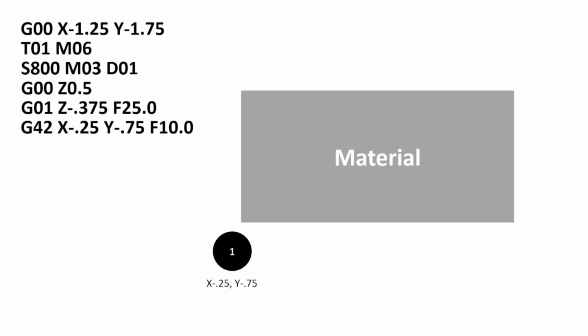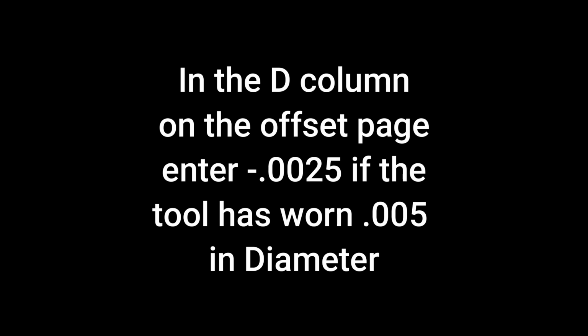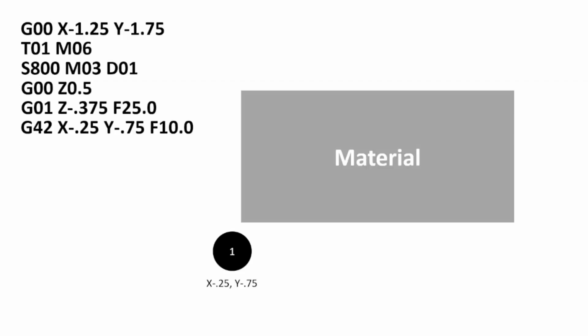G42 is now active, and any time that we need to adjust the tool location, bringing it closer to the material, we simply enter into the machine how much the tool has worn radially. So for instance, if we want to cut the material to exactly 8 inches in length and 5 inches in width, and we know that the tool has worn 0.005 inches in diameter, then we need to enter half of that, negative 0.0025, into the D offset column in the offset menu on the controller of the CNC machine. By using G41 and G42, we do not need to rewrite program code for X and Y locations.